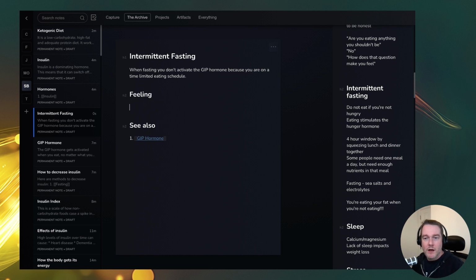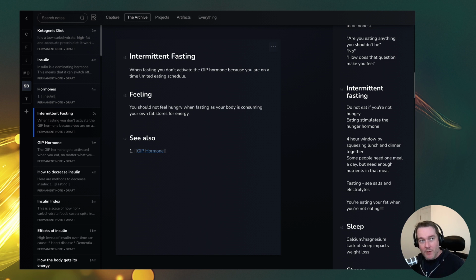Feeling. You should not feel hungry when fasting, as your body is consuming your own fat stores for energy. In other words, the body's doing what the body does. As long as it's being supplied energy and you've not got the hormone that triggers it, then you shouldn't feel hungry. You shouldn't be ravenous fasting. And this is one of the misconceptions over fasting. It's like, oh, that's starvation. It's not, because you are actually still feeding your body. It just comes from the excess fat on your body, not the food you consume.